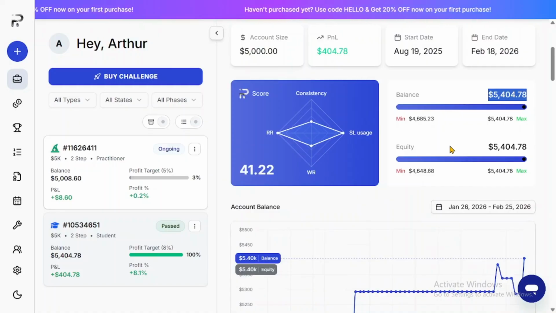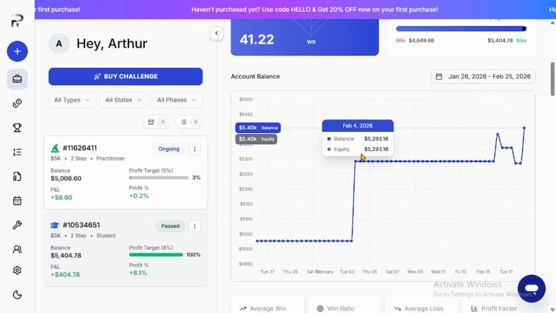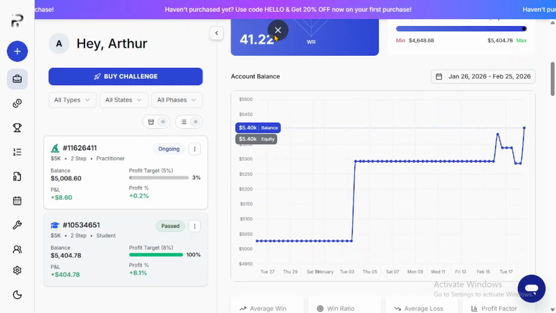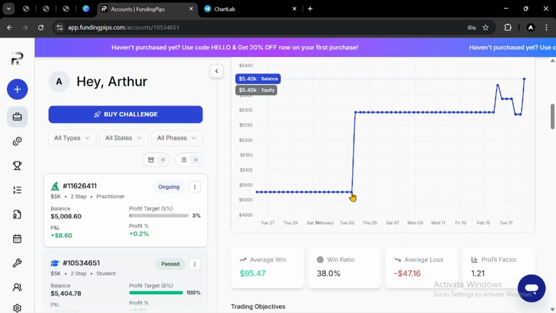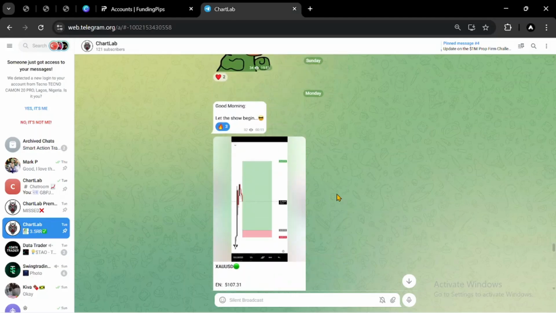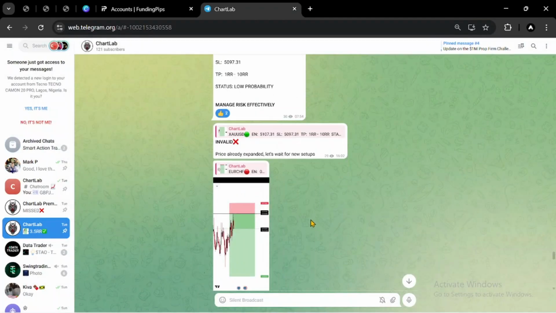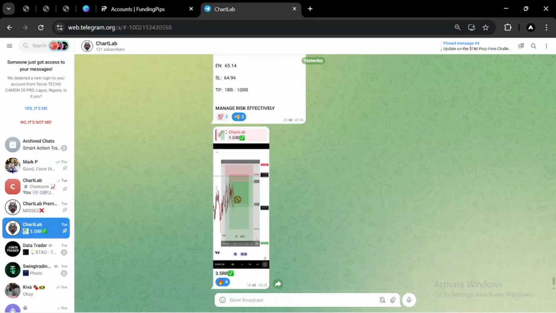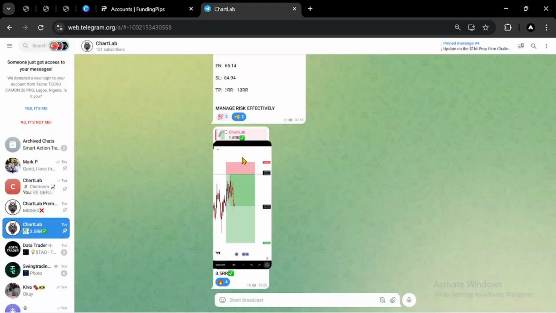We needed 8% to pass the account, and you can see how smooth the equity curve is. The reason for this is that my trades usually have huge risk to reward with little to no drawdown. As you can see here, these are the trades that I called recently. Look at the update on this trade. You can see the level of precision. This one is a free trade though, on my Telegram channel.